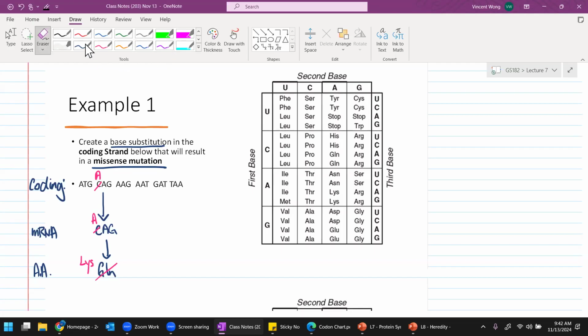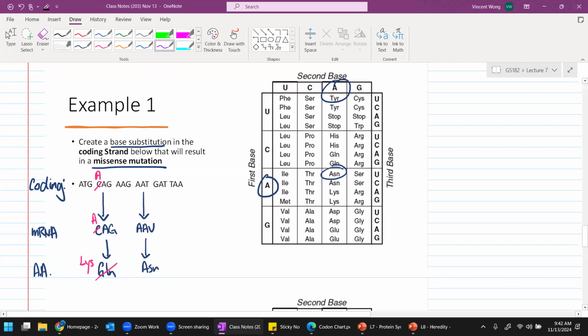I'm going to try another one right here. You only have to do it once, okay? You don't have to do so many. I'm just doing another example for you, okay? You could have picked this guy. And this would have been AAU when it's being transcribed. If you look up AAU, it is ASN.